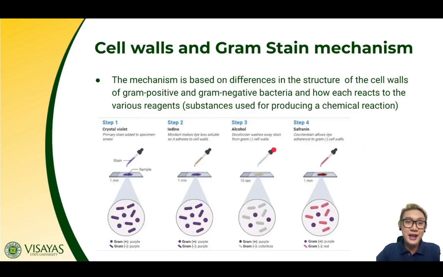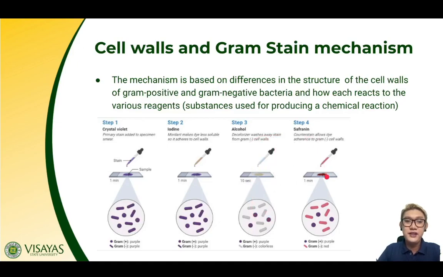So these are the steps on how you would determine the cell wall composition of bacteria, if the bacterial cell has a gram-negative or gram-positive cell wall. So the mechanism is based on differences in the structure of the cell walls of gram-positive and gram-negative bacteria and how they react to the various reagents. So the reagents are crystal violet as the primary stain, iodine as the mordant, then alcohol as the decolorizer, and safranin as the counterstain.